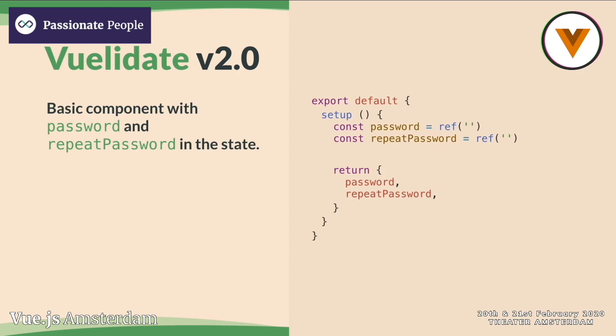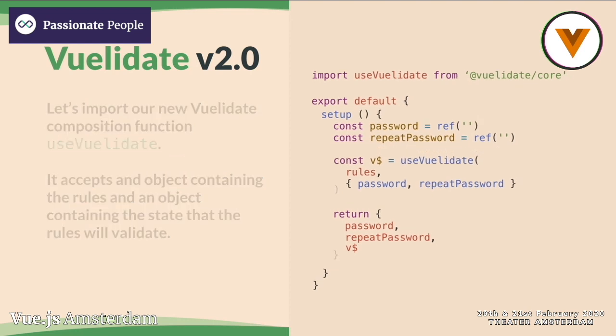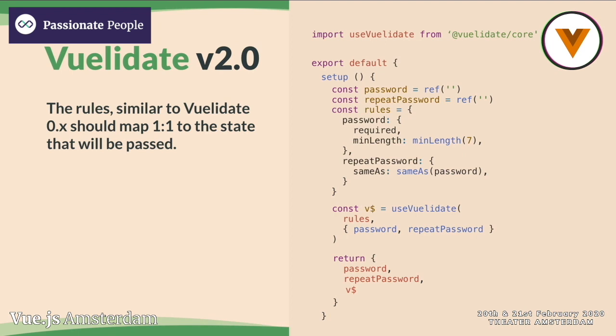So, just an example of the new syntax when you're using setup. We have some local state, password and repeat password. We return it from our setup function. And then we use this useVuelidate function, where first we need to pass the rules, and then we pass the state that we want to validate, right? And here is an example of the rules. You can see it's basically a copy-paste of what you had in Vuelidate 0.x.